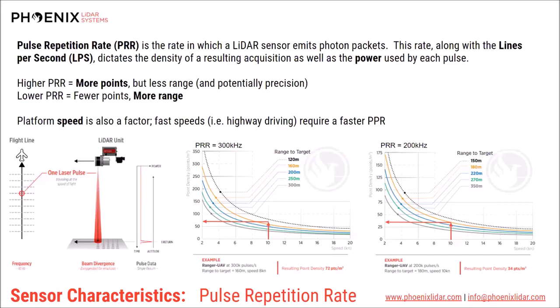So range and pulse repetition rate are directly tied to each other, as well as obviously density, the more points that are coming out. And then you add yet another factor on this, platform speed, and obviously this will dictate the point density, as well as the point spacing. So a fast speed requires a fast pulse repetition rate to make sure that your laser doesn't miss a feature that you drive or fly by.